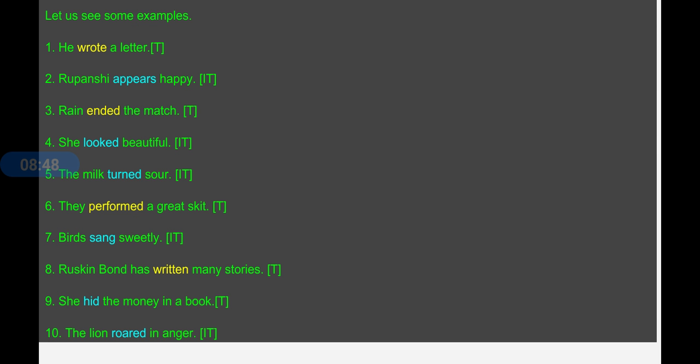She hid the money in a book. What is the subject here? She. And hid is the verb. What did she hide? The money. So the money is the object. So when there is an object, the verb becomes transitive.